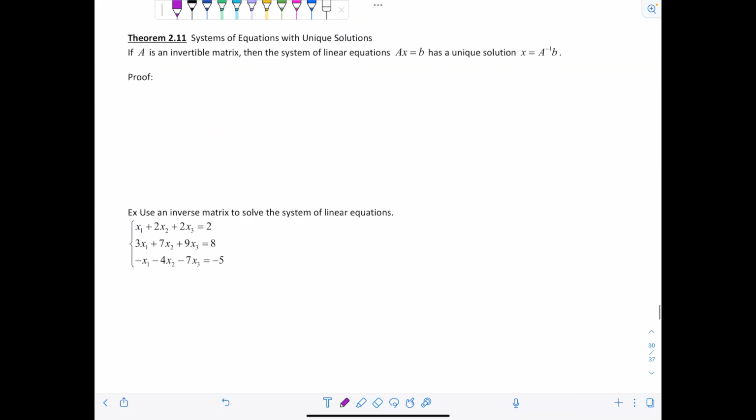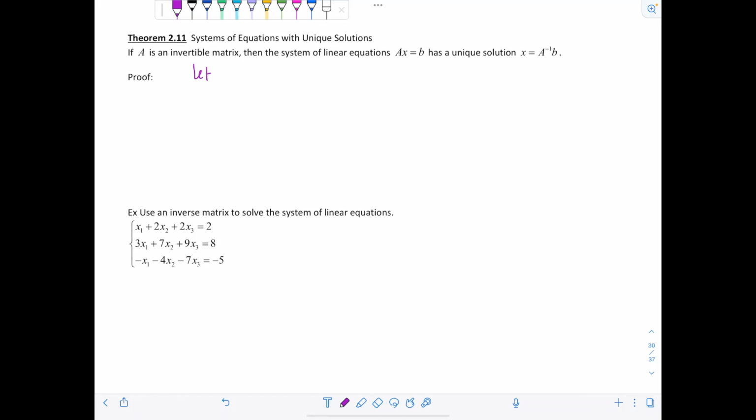Last theorem of the lesson, Theorem 2.11, systems of equations with unique solutions. If A is an invertible matrix, then the system of linear equations AX equals B has a unique solution, X equals A inverse times B. If you'll remember, we earlier proved that there's only 3 possible scenarios for systems of linear equations. Either there's a unique solution, no solution, or infinitely many solutions. And now we're being told that if A is invertible, then we have one unique solution. So that must mean no solutions and infinitely many occurs when the matrix is not invertible. Ooh, we'll look at that later. But anyways, let's work on this proof here.